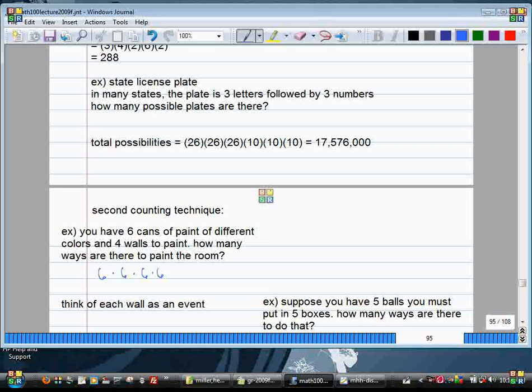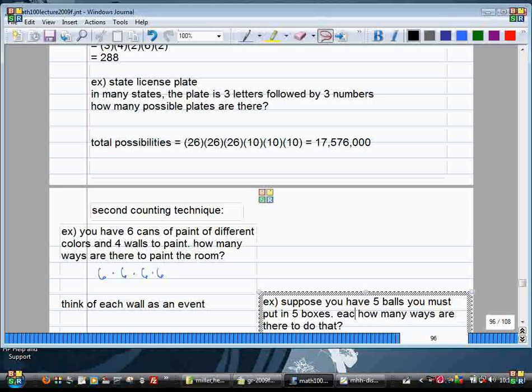I guess to make it clear, I should say each box must have a ball. Okay. So I've modified the question to make it more clear. Knowing that each box must have a ball, what does that tell you? Every box is going to have 1 ball in it.